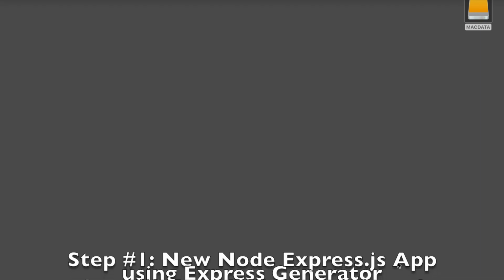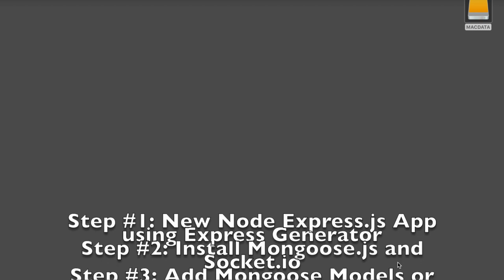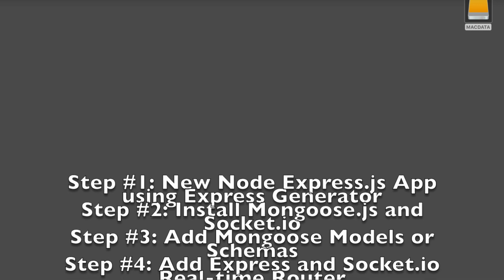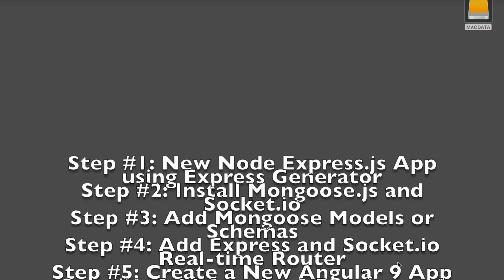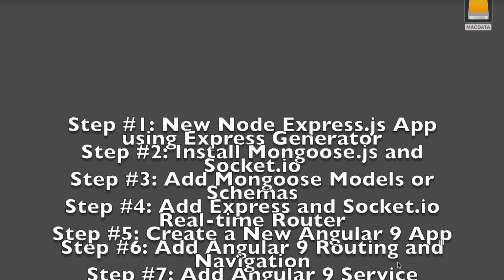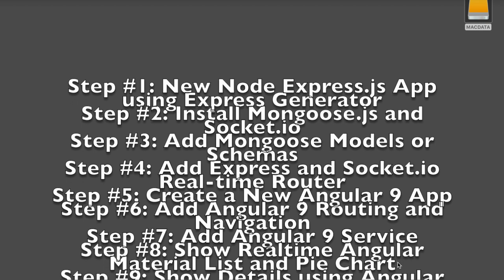This time, we will build a data entry for item sales which responds as a real-time list and pie chart. This tutorial is divided into several steps. Step number 1. New Node Express.js app using Express generator. Step number 2. Install Mongoose.js and Socket.io. Step number 3. Add Mongoose models or schemas. Step number 4. Add Express and Socket.io real-time router.